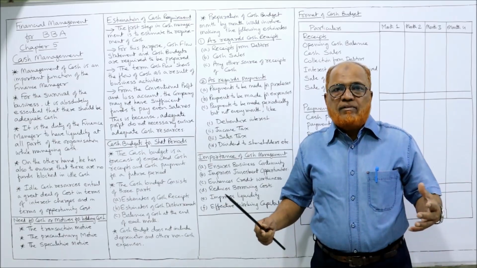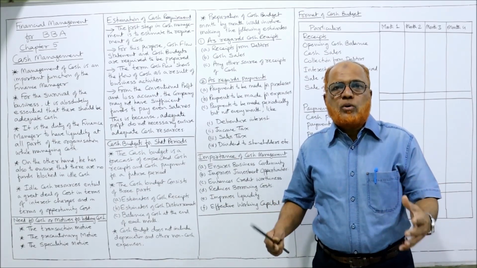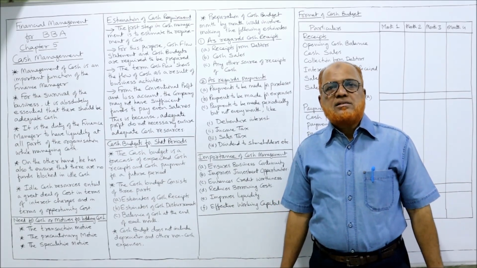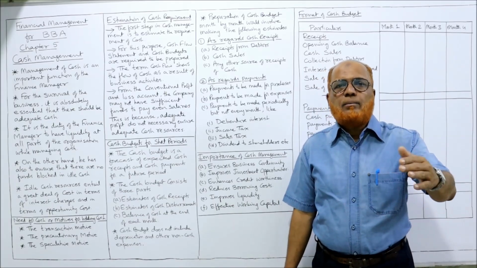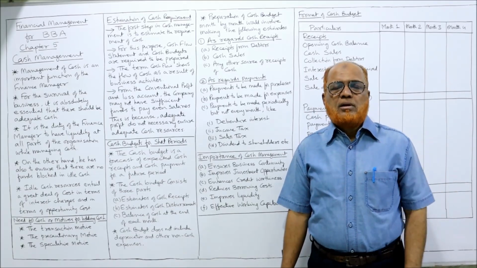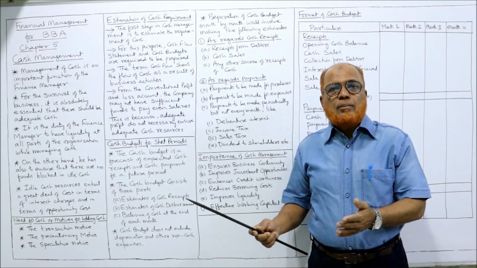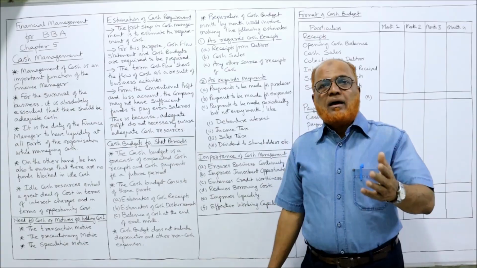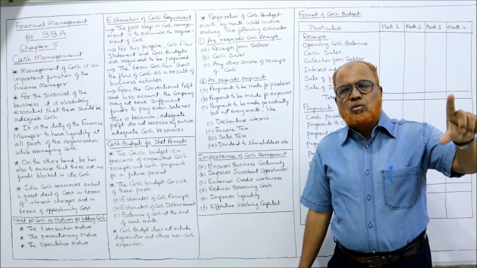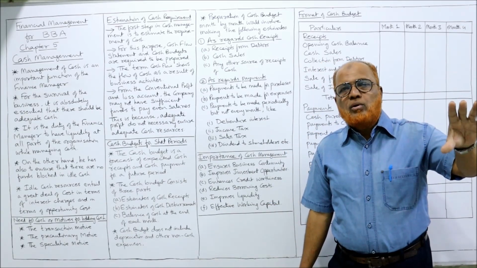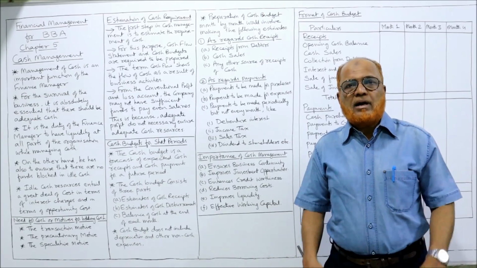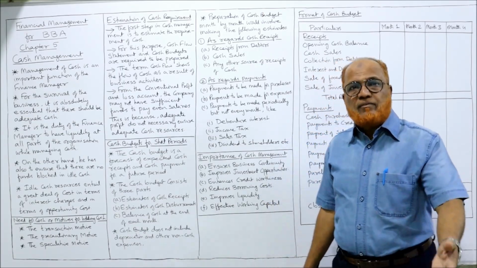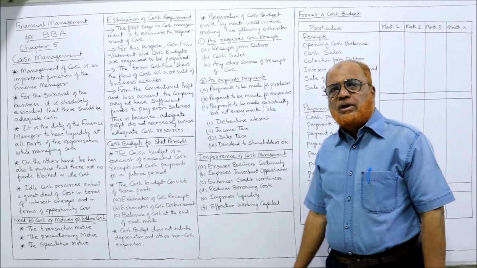If the business has a good liquidity position, then the lenders will agree to lend the money at a lower cost. Before lending the money, the lender, suppose the banker is the lender, will see the creditworthiness and the liquidity position of the business. If the liquidity position is good, the banker is ready to lend at a lower cost. That is the benefit.